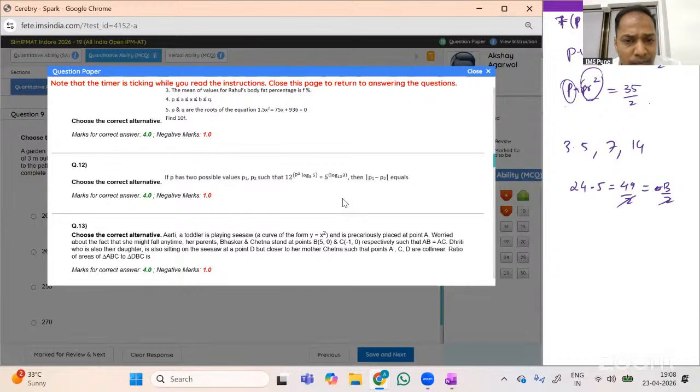Okay. 5 raised to log of 3 to the base 12. If I recall properly, the base of indices and log can be interchanged.